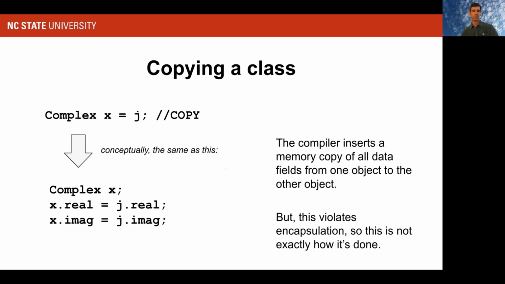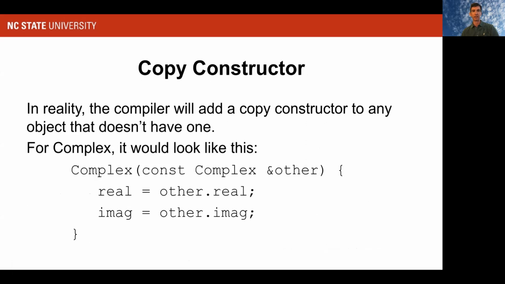But conceptually, this is what's happening, but that's not actually what we would want the compiler to do, because it would violate encapsulation, right? We don't want it pulling our private members out into the code and doing the copy here where we're using X and J. That would be bad. So what really happens under the hood, where you can't normally see it, unless you know how to go in and look at the assembly code that the compiler is making, is that the compiler is adding a copy constructor into the class. And the copy constructor looks like this.